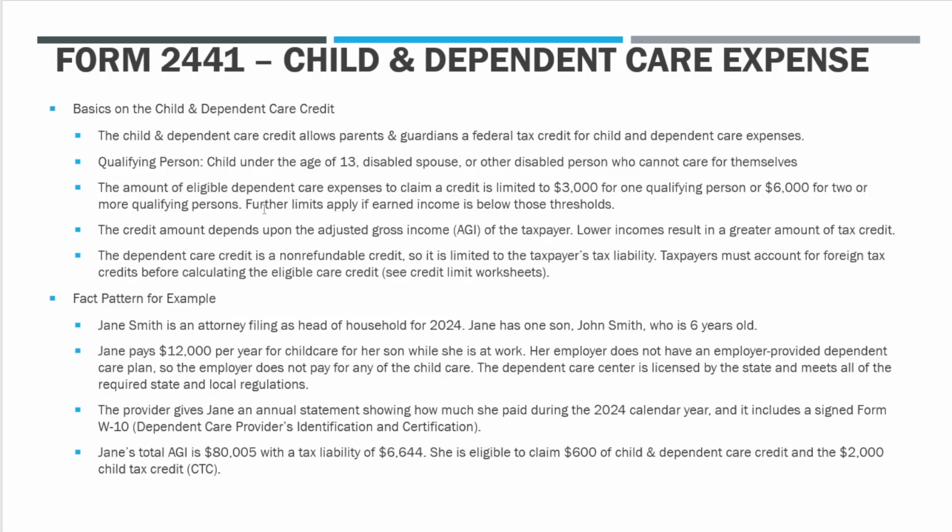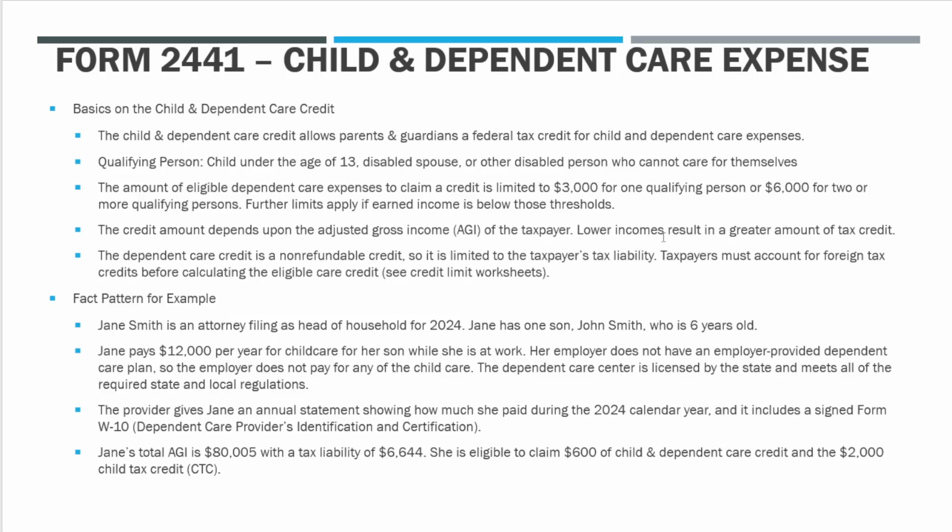Now, the amount of eligible care expenses to use in order to claim this credit is limited. So it's limited to $3,000 for one qualifying person, or $6,000 for two or more. And effectively what that means is it doesn't matter whether you pay $5,000 for care, $10,000, $50,000 per year for care. The amount of expenses that you can use to start calculating the credit is limited to these two amounts. So it's $3,000 for one person or $6,000 for two.